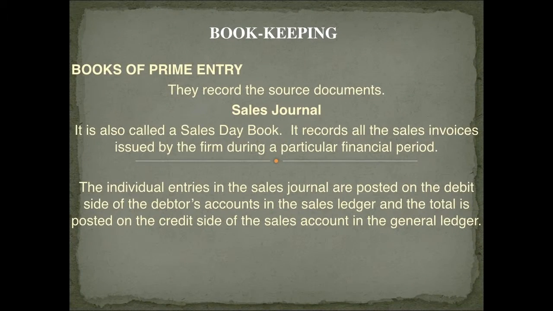Bookkeeping also has books of prime entry. The books of prime entry are where we record the source entry. An example of a book of prime entry is a sales journal. The sales journal is also called the sales day book. It records all the sales invoices issued by the firm during a particular financial period. The individual entries in the sales journal are posted on the debit side of the debtors account in the sales ledger, and the total is posted on the credit side of the sales account in the general ledger.